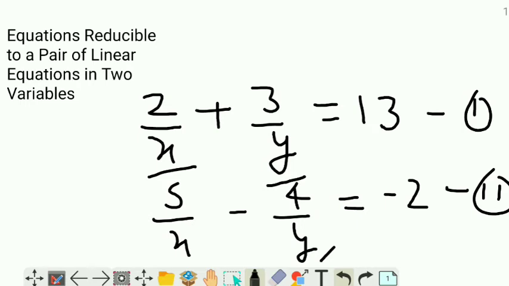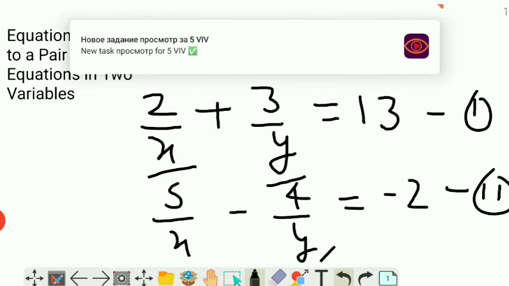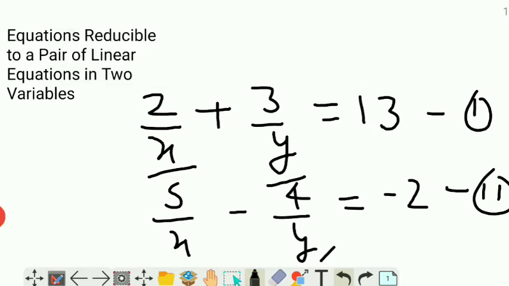Here you can use any method. It may be elimination or substitution. But before using the method of elimination or substitution, we need to reduce these equations. Reduce means we need to change the equations into the form a1x plus b1y plus c1 is equal to 0 and a2x plus b2y plus c2 is equal to 0. You can see here these equations are not in the form a2x plus b2y plus c2 is equal to 0.